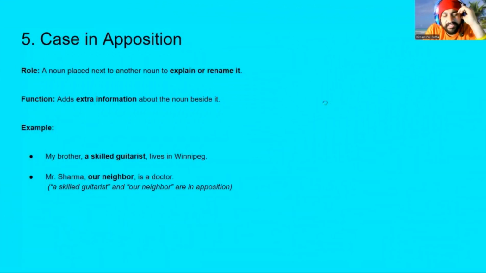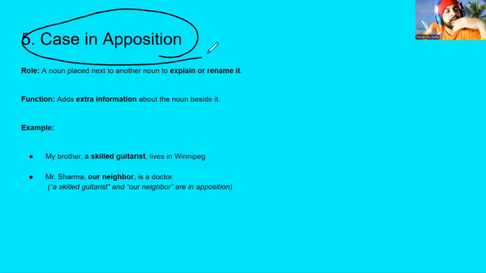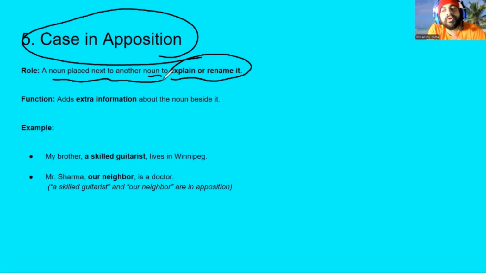Last but not least, that is case in apposition. First of all, understand what it is. Apposition is something else. What is opposition? Opposition is opposite to something. Apposition is something said similar to the same. So a noun placed next to another noun means similar, not different, not opposite but similar. A noun is placed next to another noun to explain or rename it, which means it tells the same information but in a different way.